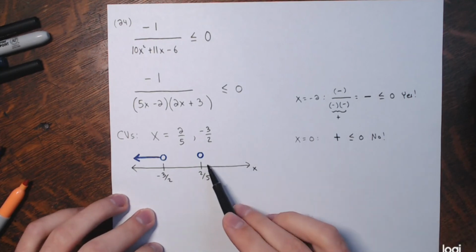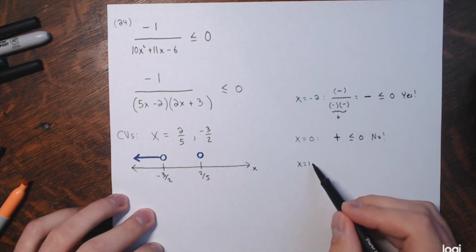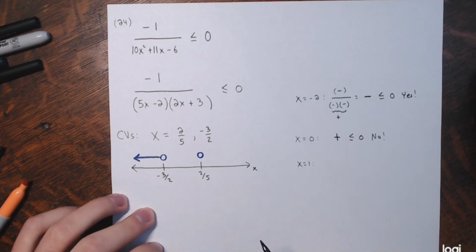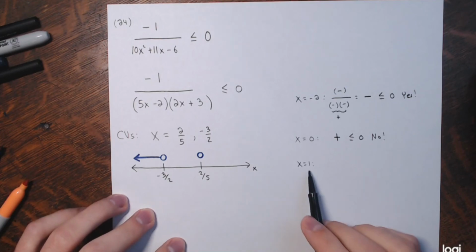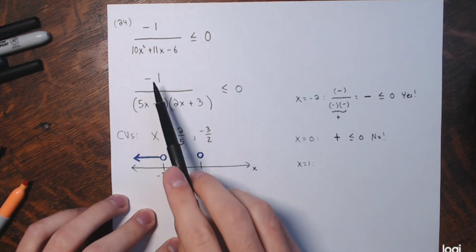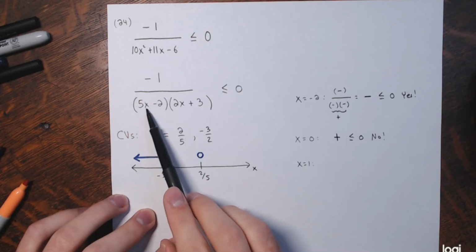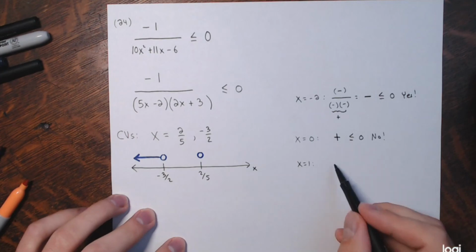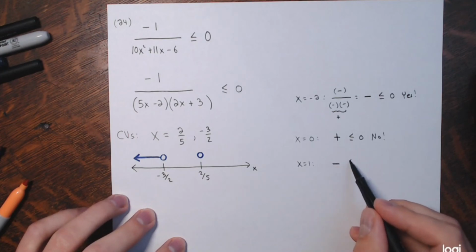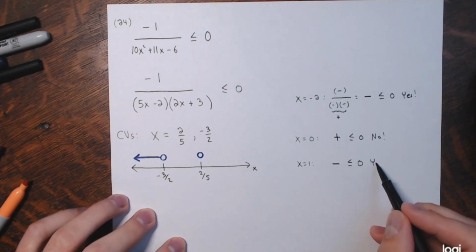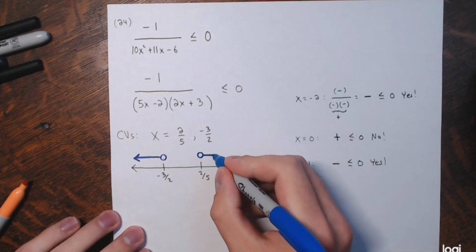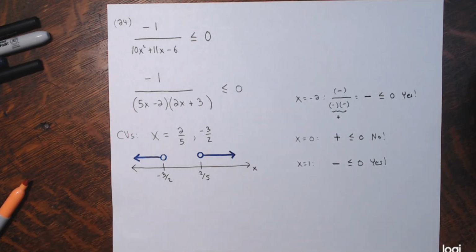And then to the right of 2/5, how about just 1? That's an easy one, or 2 or 3 or whatever. This is 0.4, so 1 or 0.5 even, right? Whatever you want. Anything to the right of 2/5. Just plugging in 1. Now you always have a negative numerator, and then you have two positive factors in the denominator. So you have a negative numerator, positive denominator. That would be a negative number on the left. And is that less than or equal to 0? Yes, it is. So the numbers to the right of 2/5 are solutions.